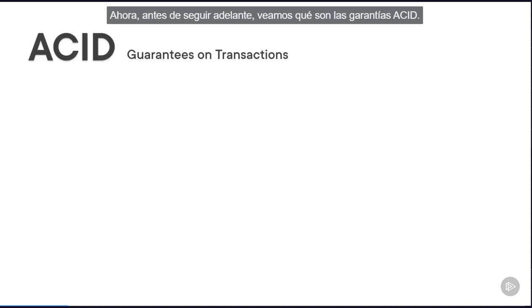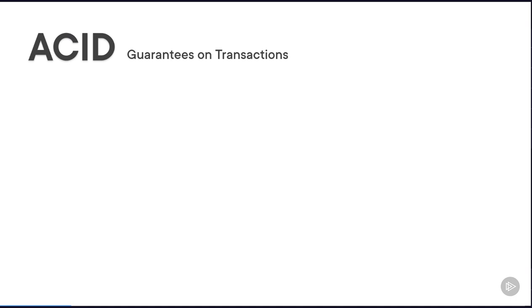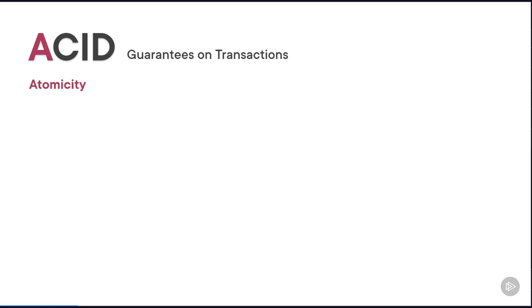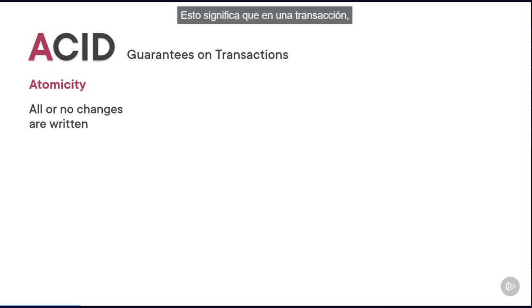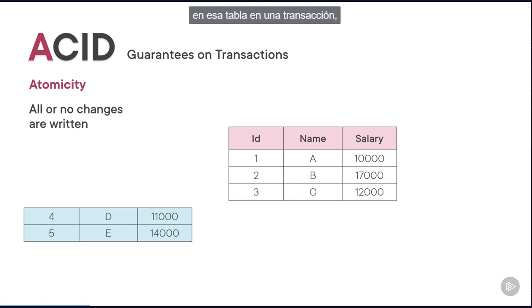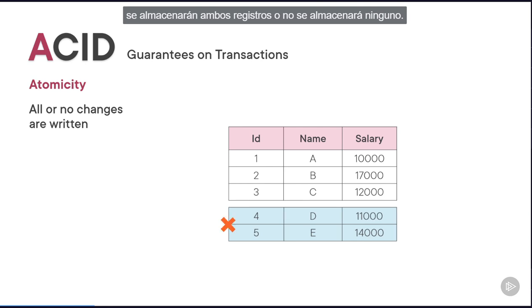Now before we move ahead, let's see what are ACID guarantees. In databases, each transaction you perform provides you with these guarantees. A stands for atomicity. This means that in a transaction, either all the changes will be written or no changes will be written. For example, if there is a table and you are writing two records to that table in a transaction, either both the records will be stored or none of them will be stored. Partial output will not be written. So the transactions have atomic behavior.